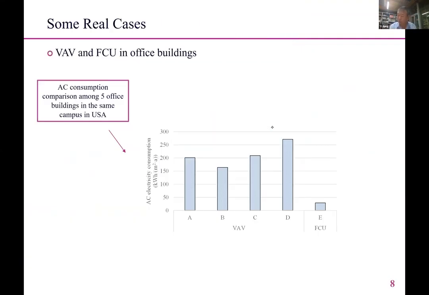I also got a lot of data from some cities in the US. Here is the data from a university campus in Philadelphia. You can see office buildings A, B, C, D use VAV systems with 24-hour air operation. The annual electricity used is almost 200 kilowatt hours.